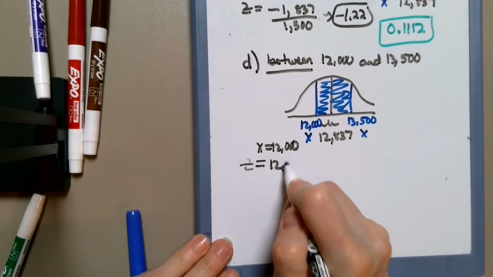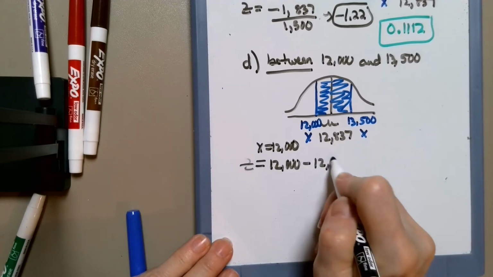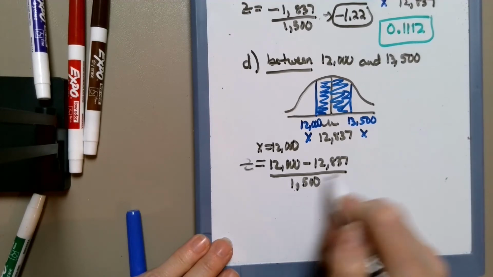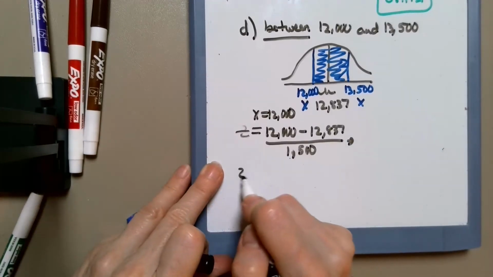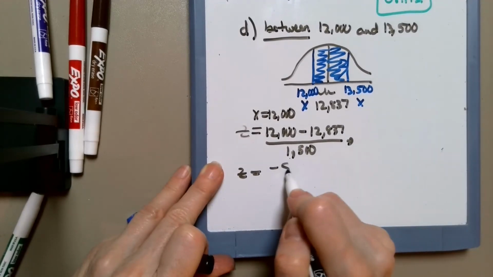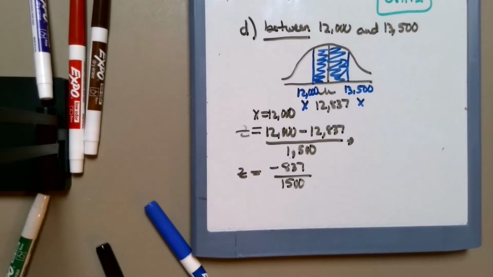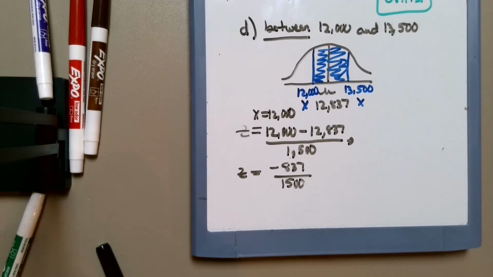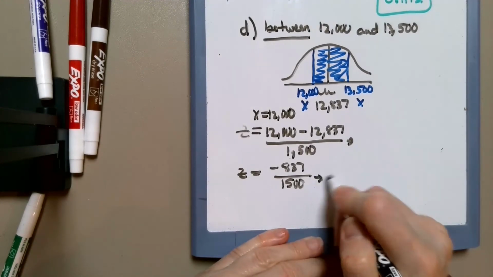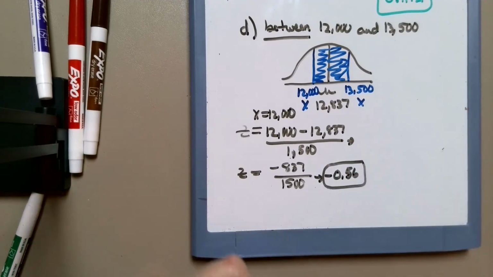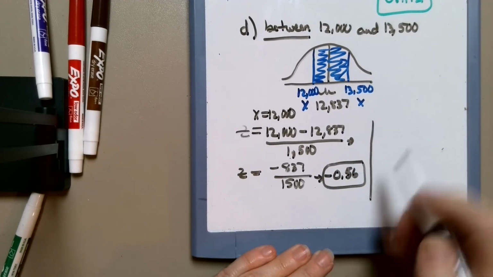So x, 12,000, minus mu, 12,837, over sigma, 1,500. So this is going to give me negative 837 over 1,500. When I divide that in my friend the calculator, I get negative 0.558. So since there's an 8 after the 5, I'm going to round up and call that negative 0.56. Let me do the other one and then we'll look them both up.